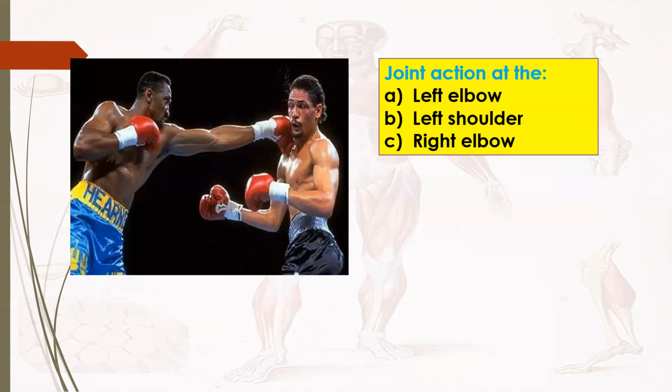And the second example. So the joint action at the left elbow, the left shoulder, and the right elbow, please. Pause the video here to record your answers and then continue when you're ready.